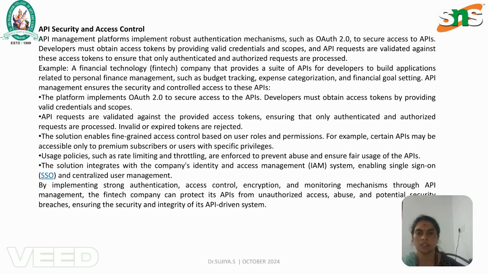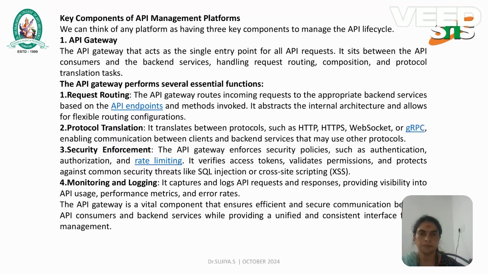Usage policies such as rate limiting and throttling are enforced to prevent abuse and ensure fair usage of APIs. And by implementing strong authentication, access control, encryption, and monitoring mechanisms through API management, the fintech company can protect the APIs from unauthorized access, abuse, and potential security breaches, ensuring the security and integrity of API-driven systems.